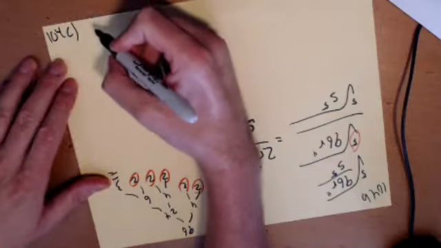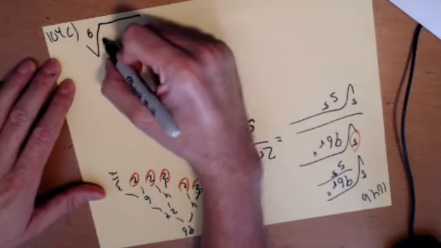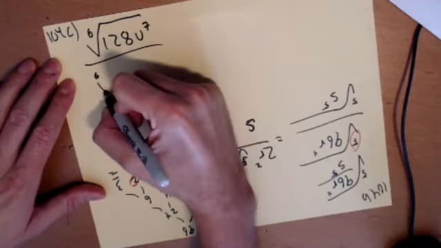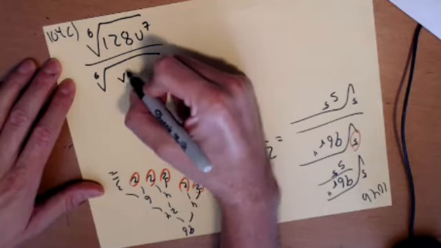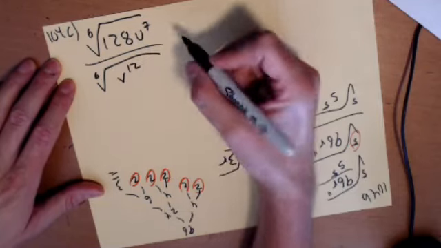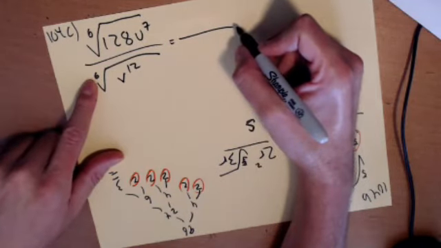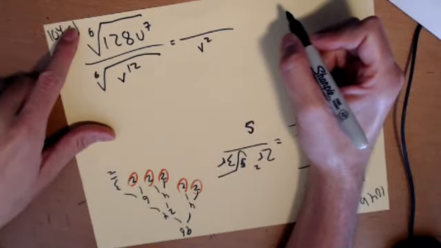104C. 6th root. I'm just going to break it apart right away. Save a space. Save a second. u to the 7th over 6th root, v to the 12th. One's a u, one's a v. Okay. The bottom's easy. How many groups of 6 can we take out? 2. Done. So the bottom, easy peasy.